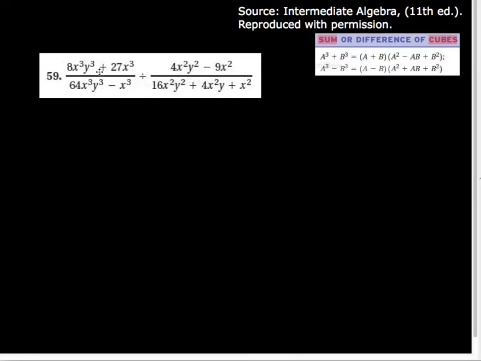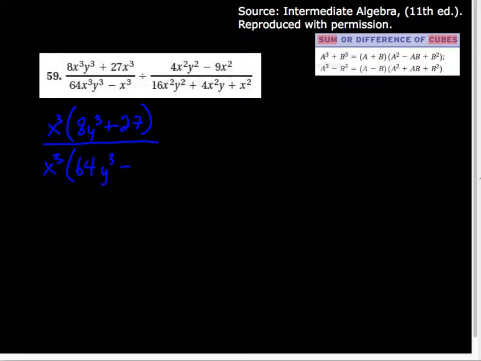Maybe the first thing I'm going to do, I looked and there's a common factor in each of these, so maybe that's the first thing I'm going to do, take out a common factor. But I also notice there's a divide, so I know I have to invert and multiply this one. So maybe let's try both those steps at the same time. I'm going to take out an x cubed out of the first one. That'll leave me with 8y cubed plus 27 over, and on the bottom another x cubed comes out. Oh, notice I'll be able to cancel that.